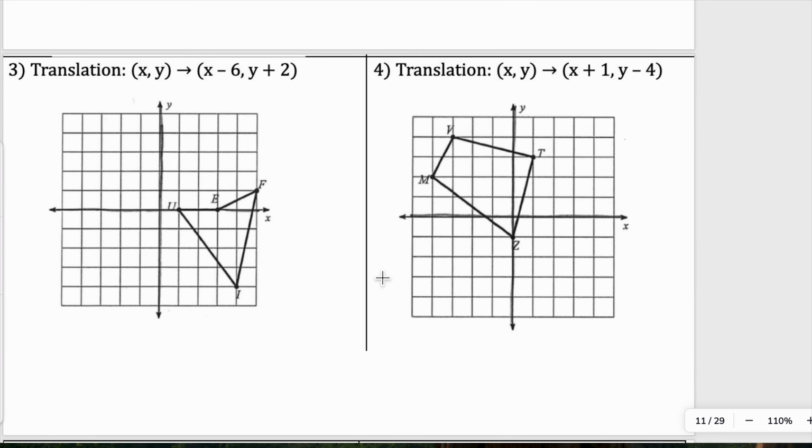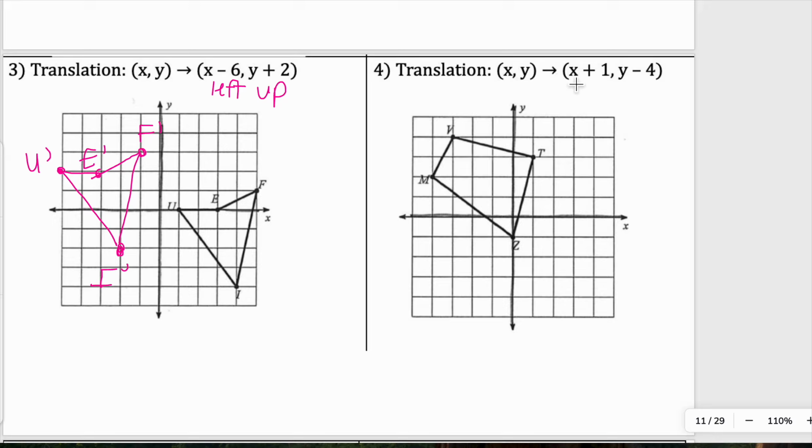3, a translation is now written in the algebraic rule of x minus 6, y plus 2. So that means we're going to go left 6 and up 2. So again, let's maybe start with letter F. 1, 2, 3, 4, 5, left 6 and up 2 would make F prime here. E is going to be 1, 2, 3, 4, 5, 6, up 2. And as I'm going, I'm going to start connecting. U prime is just 2 directly to the left of E. And then for I, 1, 2, 3, 4, 5, 6, and then up 2, I prime would be down here. So here we have this nice shape translated to the left and up.